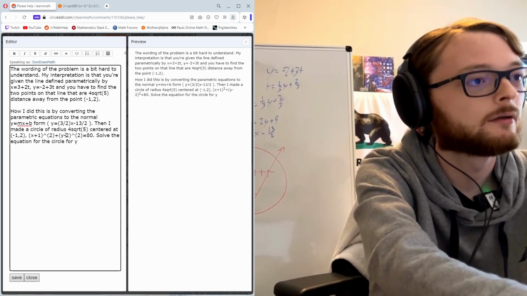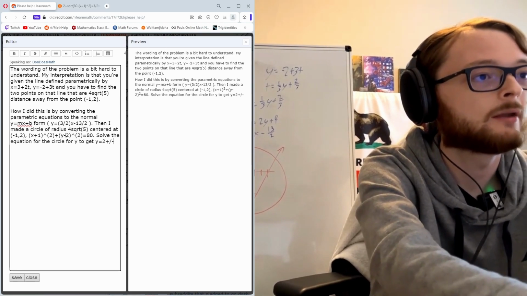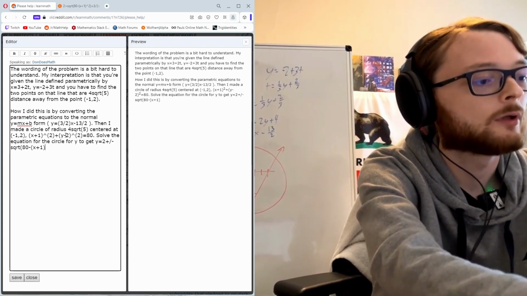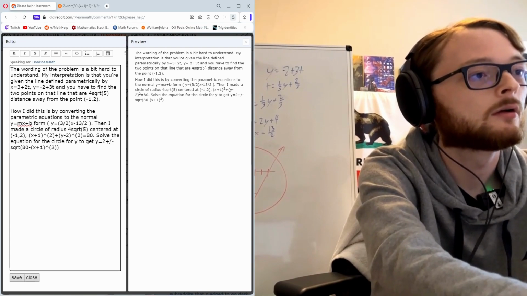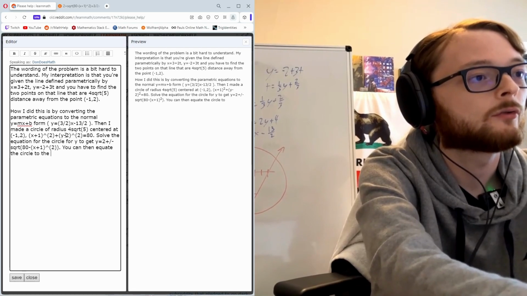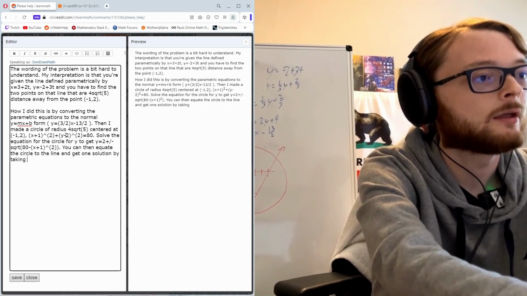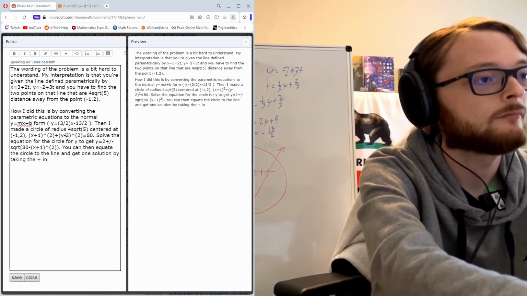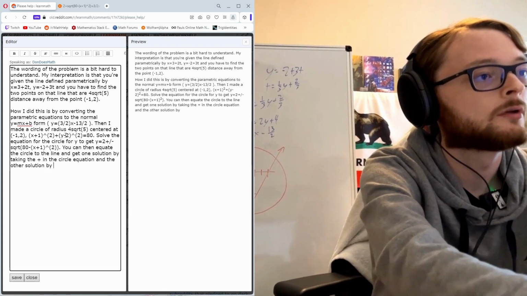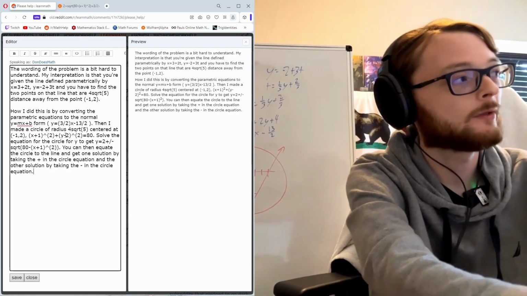Circle for y to get y equals 2 plus and minus square root of 80 minus (x plus 1) squared. You can then equate the circle to the line and get one solution by taking the plus in the circle equation, and the other solution by taking the minus in the circle equation. Okay, and that's all I'm gonna say here.